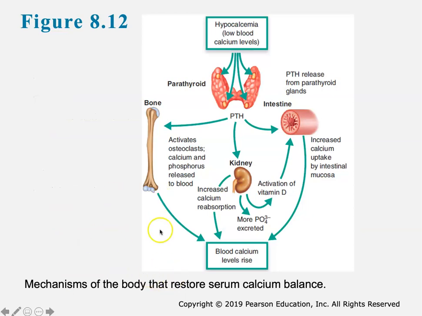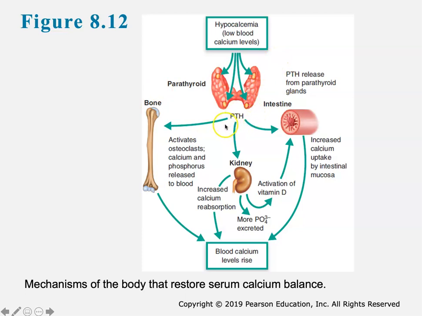Okay, so here, this is just a little more detail. Similar to that other figure, but I think it gives you just a little more detail here. This is particularly focusing on just the hypocalcemia part, okay? So if calcium levels drop too low in the blood, that leads to release of parathyroid hormone, like I told you before. But what are the actual specific effects of parathyroid hormone?